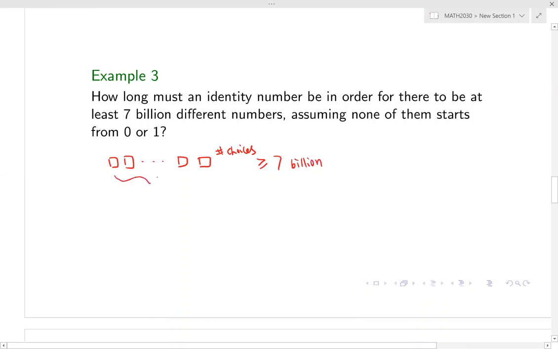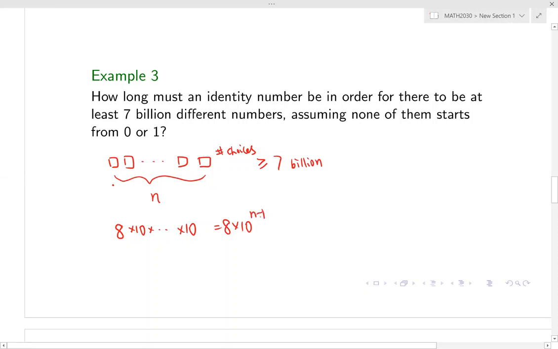So if I assume that there are n many places for us to fill up, how many choices do we have in total? Well, for the first place, we have 8 choices. In theory, you could fill up any of these places with the numbers 0, 1, 2, all the way to 9. But because the first place cannot use 0 or 1, we're only left with 8 choices. However, for the rest of the places, they all have 10 choices, which turns out to be 8 times 10 to the power of n minus 1.